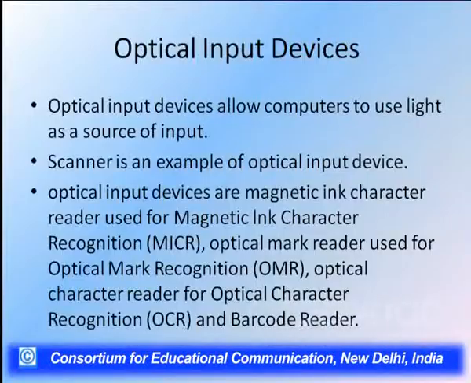Next, we are going to talk about optical input devices. Optical input devices include those devices which use light as a source of input.